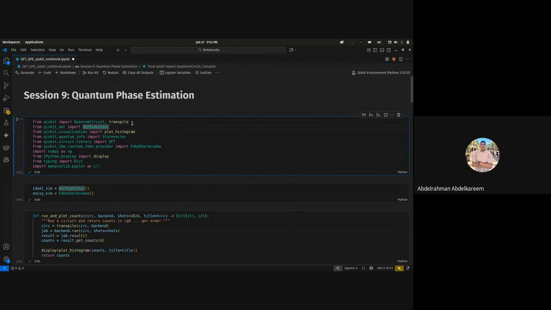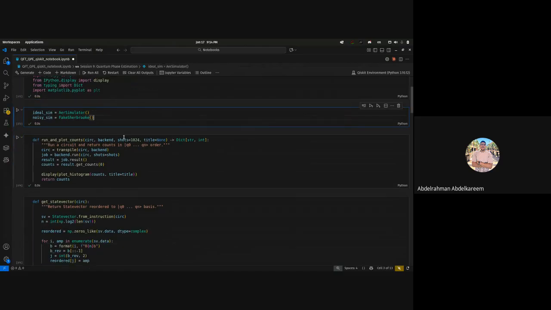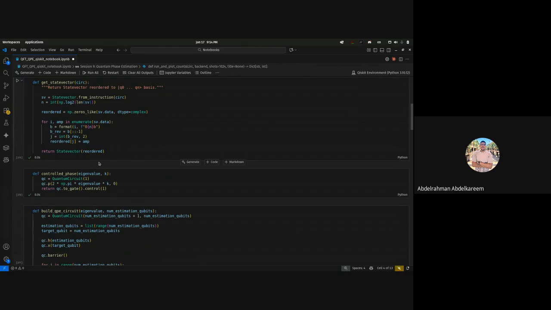We need to import most of the imports; we have done it before. We will not add anything new. We will use the QFT that is built into the Qiskit library itself. We will initiate two simulators, one for the ideal Aer simulator, and I have been using FakeSherbrooke as a noisy simulator, built in the Qiskit fake provider. These two functions we have used in all the previous sessions, so it's the same.